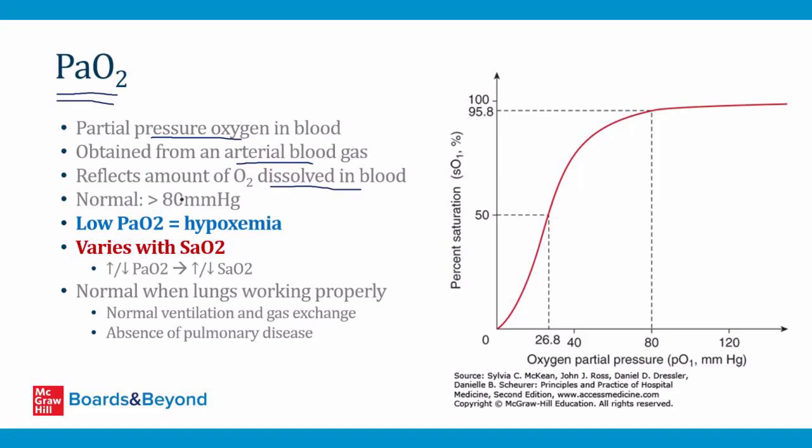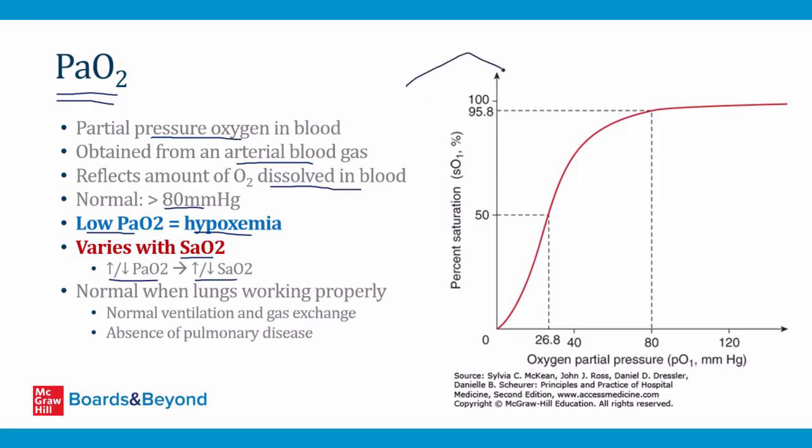And a normal partial pressure of oxygen in the arterial blood is greater than 80. And anytime the PaO2 gets low, that is the definition of hypoxemia, meaning low oxygen content of blood. And we'll talk more about this later. And then it's super important to understand that the PaO2 is important in and of itself for determining how much oxygen is dissolved in blood, but it's also very important because it determines the SaO2. So when the PaO2 goes up or down, that's going to make the SaO2 go up or down.